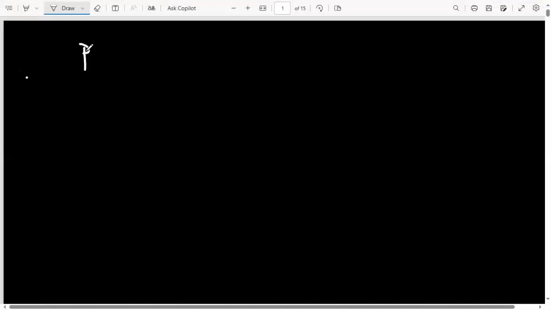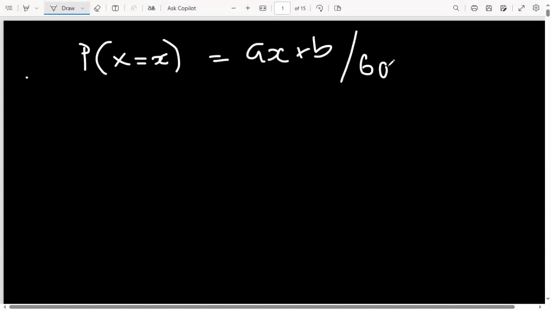This is my board here. I'm going to write the PDF. We're given that P of X equals small x, is equal to AX plus B, divided by 60, for the random variables X equals 1, 2, 3, and then 4. So when we find all the probabilities, the sum should be 1. So you say summation of all the probabilities is equal to, we start with 1. Where there's X, we put 1.